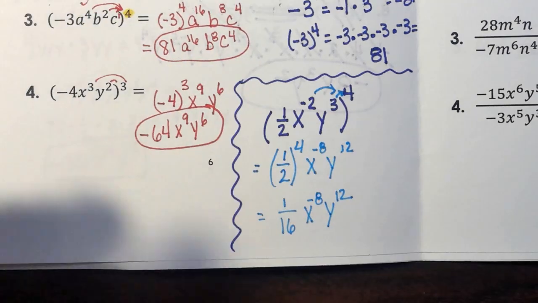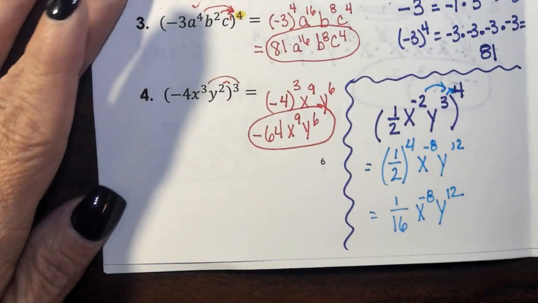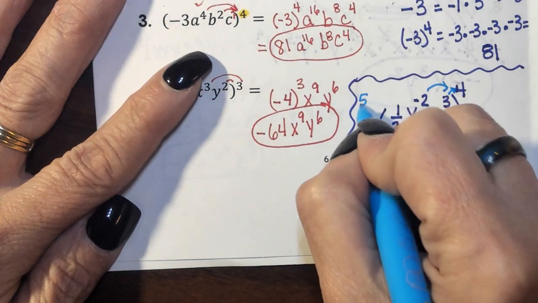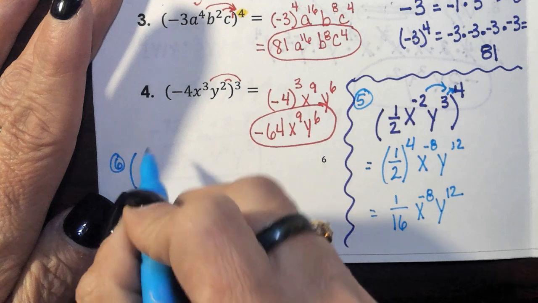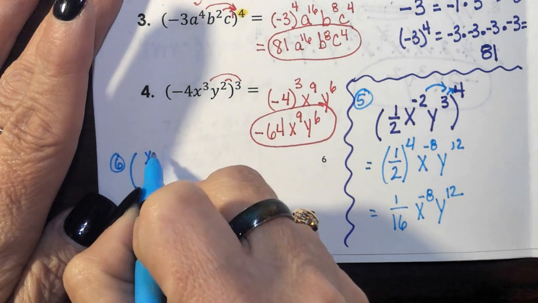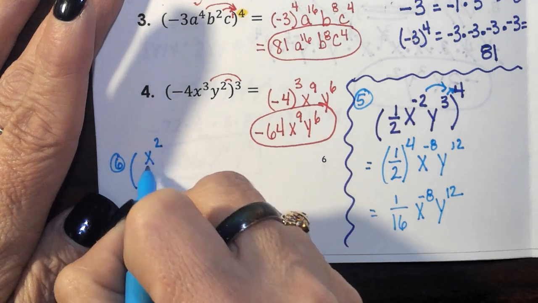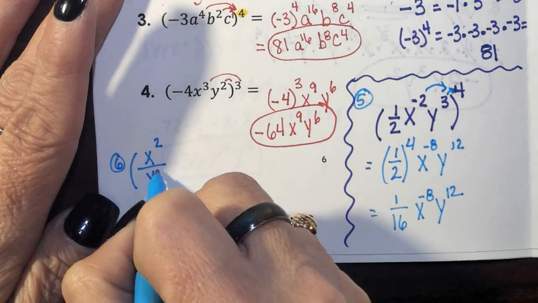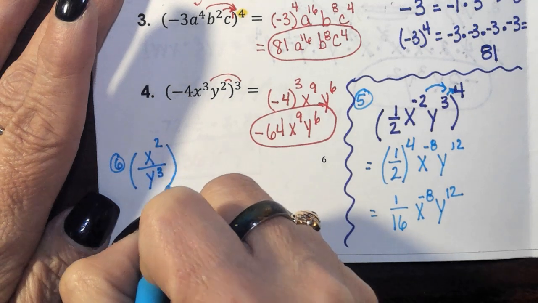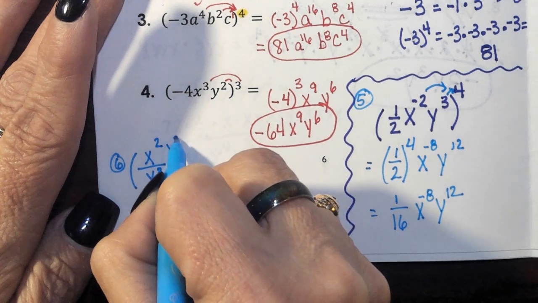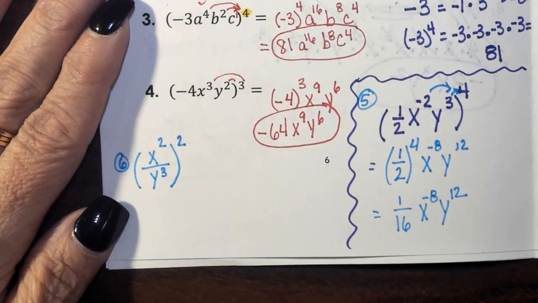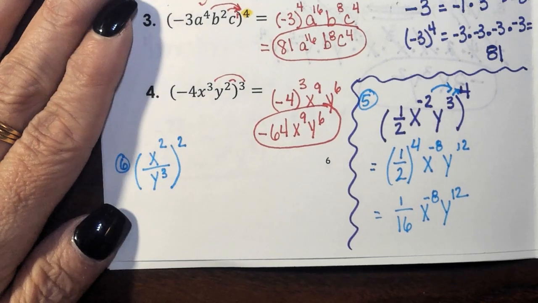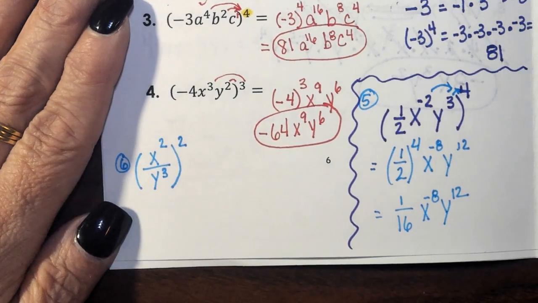Okay, now, I might have lied. I want to do one more. Sorry. We'll call that number 5. I want to do number 6 over here. This is number 6. I'm going to do x squared over y cubed raised to the 2nd power. I think I want to do that one right there. It might be a little more advanced, but that's okay. We can do it. We got this.